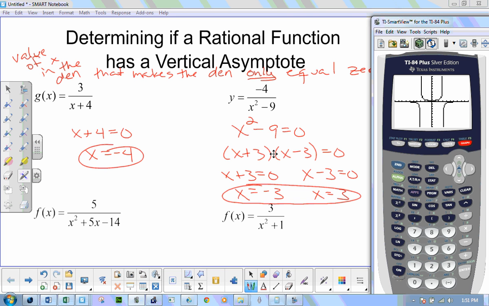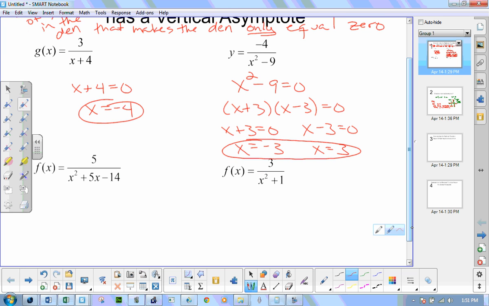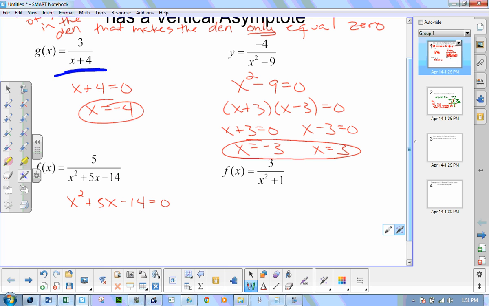Okay, so we see we have 5 over x squared plus 5x minus 14. So what I need to realize is, what is the value of x that makes the denominator equal to 0? So I'll set the denominator equal to 0. And then something very different has to kick in here compared to problem 1. In problem 1, if you notice, it's just solving a linear equation. So it's just get the x by itself.